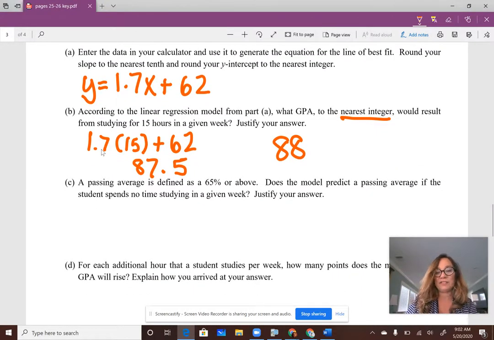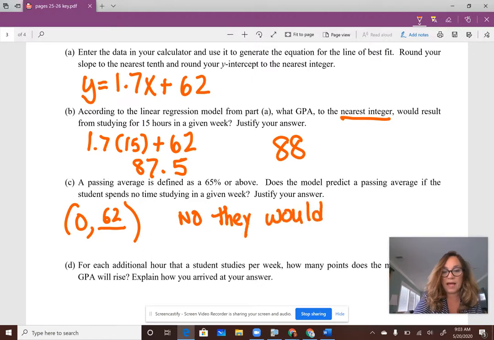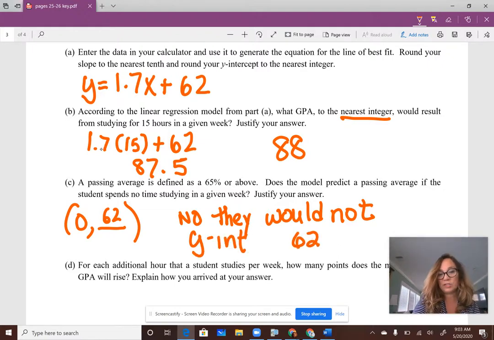A passing average is defined as 65 or above. Does the model predict a passing average if the student spends no time studying? Well, no time studying, that means 0. So that would be 0, comma, oh, the y-intercept 62. No, they would not. And we can just say that that's the y-intercept. 62 is less than 65.